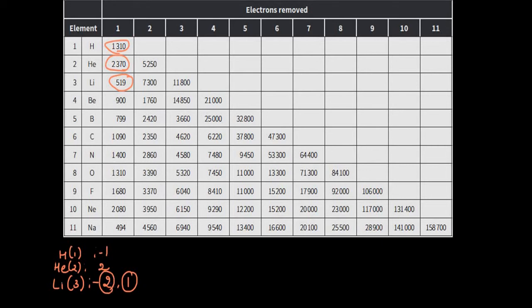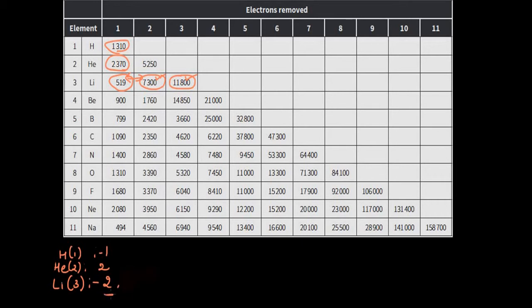So shielding effect is also greater, and because of that the first ionization energy of lithium is low. Now if we compare the successive ionization energies of lithium, that is second and third ionization energy, we can see that the successive ionization energies keep on increasing, and there is a big difference between the first and the second ionization energy.